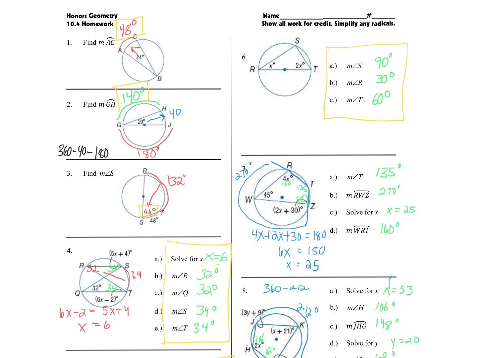The other way to think about that is if we have 80 here, because if we find out x is 25, 2 times 25 is 50 plus 30 is 80. Then if we extend out this and this, that would give us the arc WRT. And if this is 80, double it and get 160.